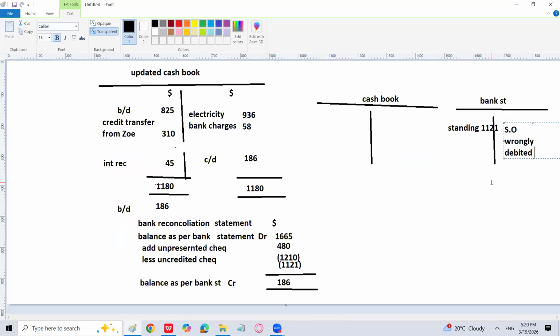कैश बुक में रिकॉर्ड हो गए हैं लेकिन बैंक स्टेटमेंट में रिकॉर्ड नहीं हुए. कैश बुक में तो रिकॉर्ड होने ही नहीं थे, लेकिन बैंक स्टेटमेंट में आपको क्योंकि गलत डेबिट किया है, क्रेडिट करना पड़ेगा, जो कि नहीं किया. So that will be less uncredited cheques 1121. तो आपका आंसर आ जाएगा नेगेटिव के अंदर 186.